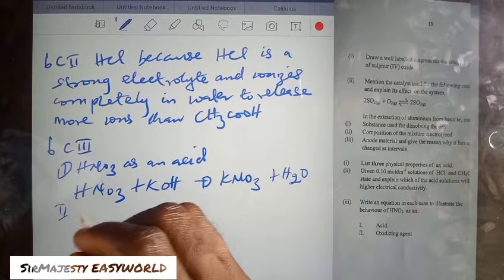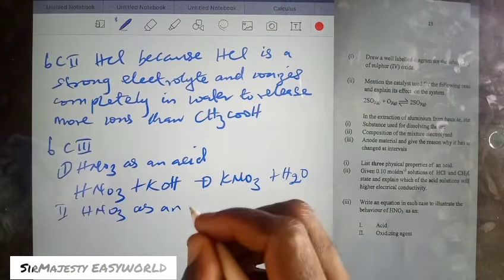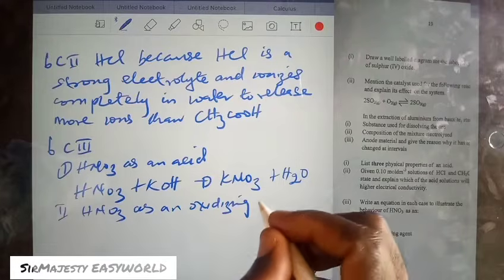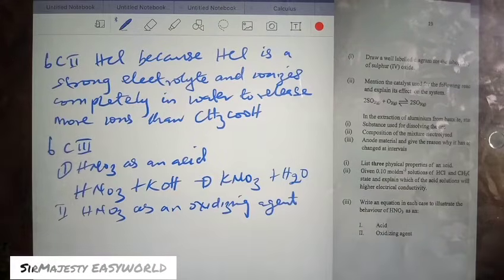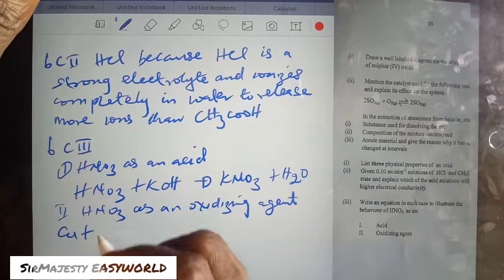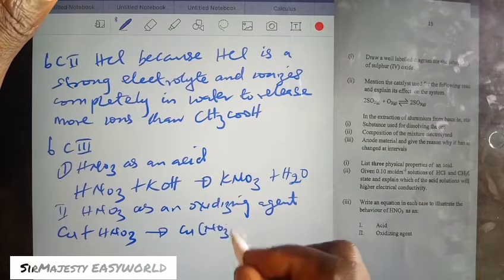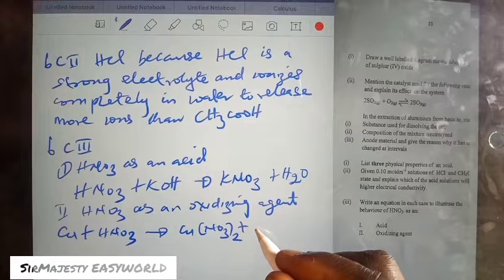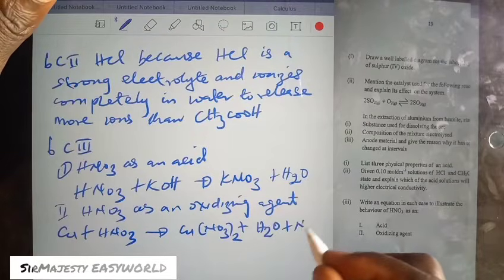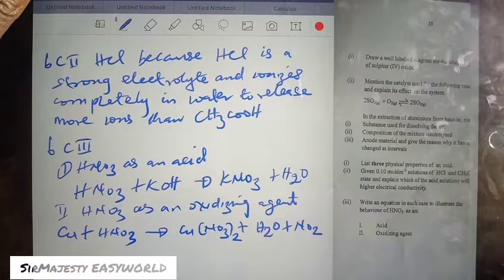Then II, HNO3 as an oxidizing agent. Commonly you use copper. It attacks copper metal to produce copper 2 trioxonitrate 5 plus water, and then plus a reddish brown gas depending on the concentration. So looking at things here, we'll try putting 4 here. There should be 4 here, and then there should be 2 here because nitrogen is 2, then plus these 2 here. So I think the equation is balanced.